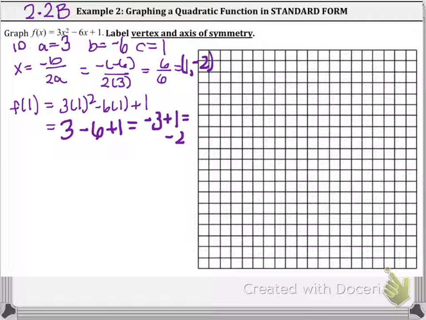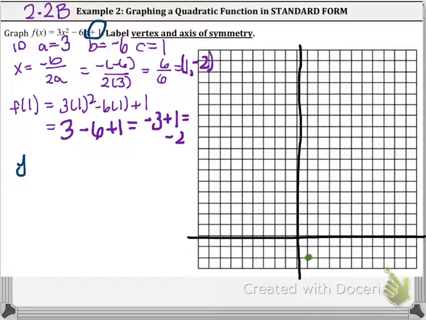So if we do that, let's graph it. Make our x-axis and our y-axis here. We know that the vertex is at 1, negative 2. Another thing that we know is the y-intercept. Our y-intercept is just the c value right here, so the y-intercept is at 0, 1. So we can plot that point, 0, 1.